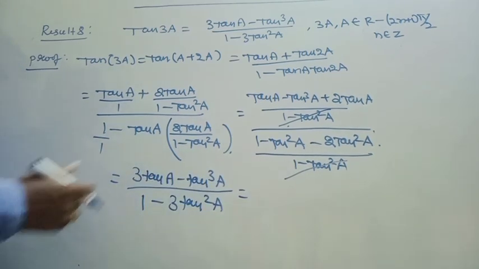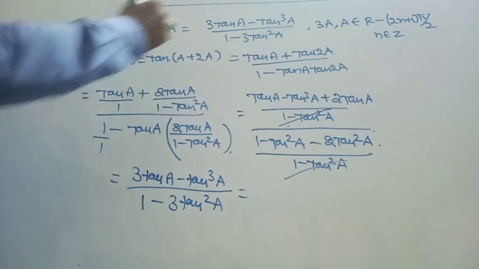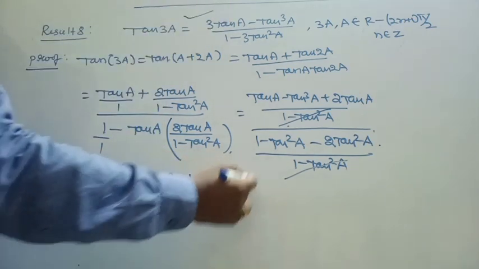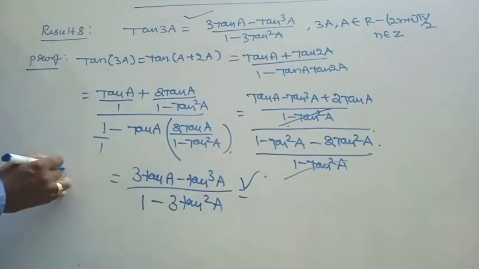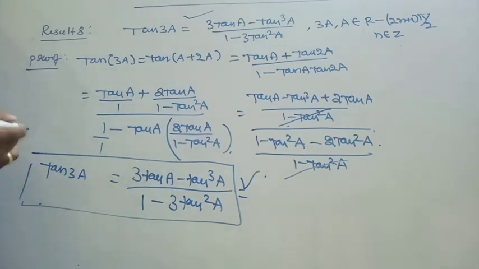See my dear student, 3 tan a minus tan cube a by 1 minus 3 tan square a. This is what we were required to prove, and we have got this. This is the tan 3a formula, my dear students. Wonderfully we have got this formula. Please observe.